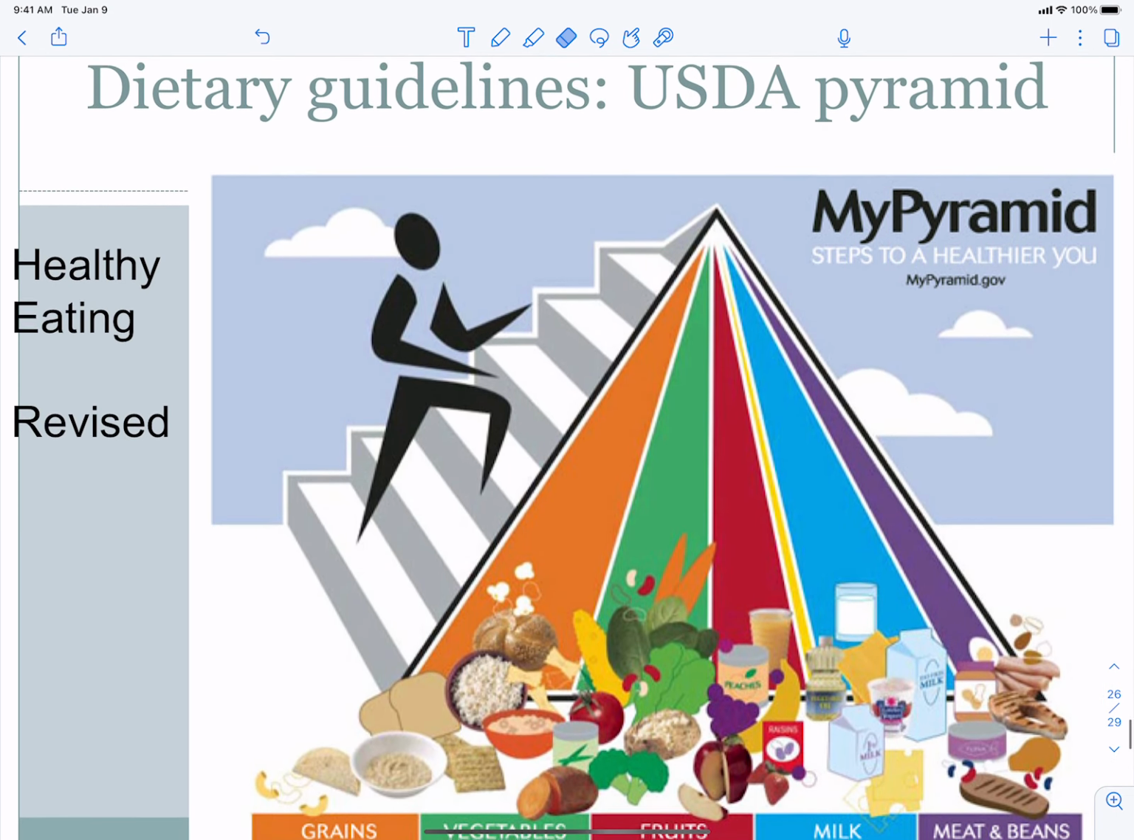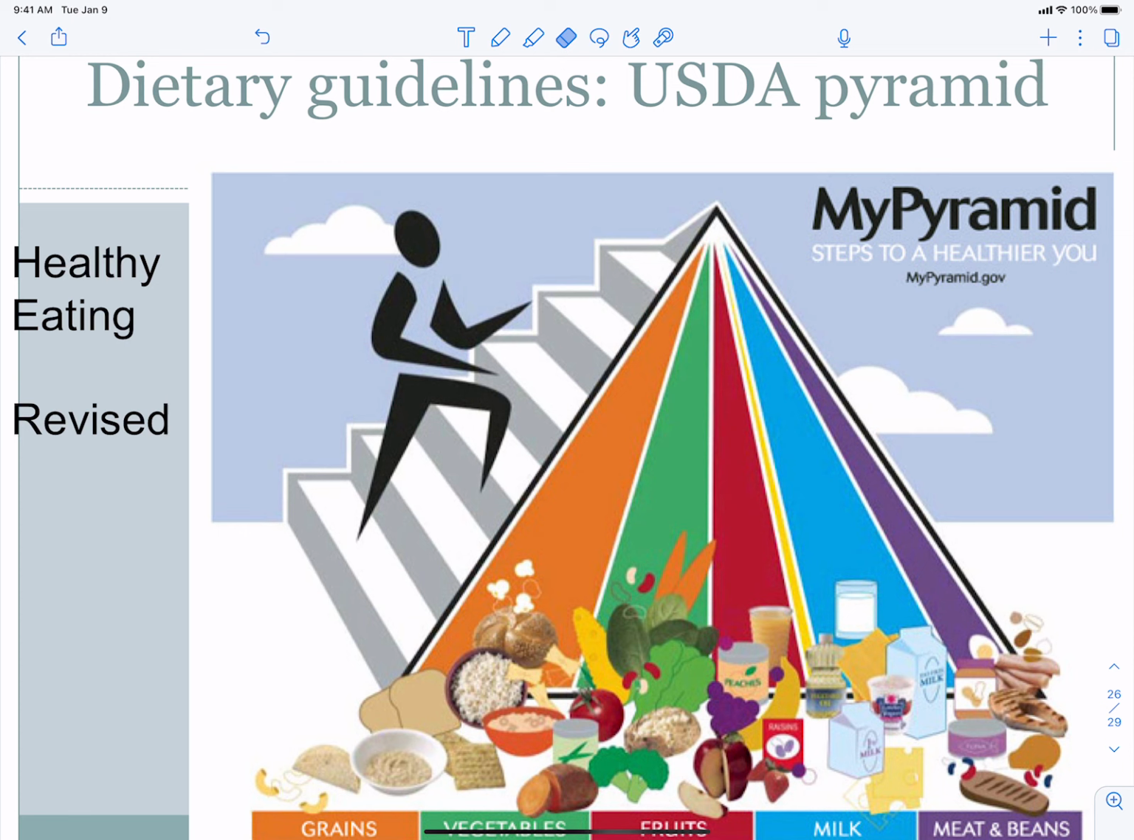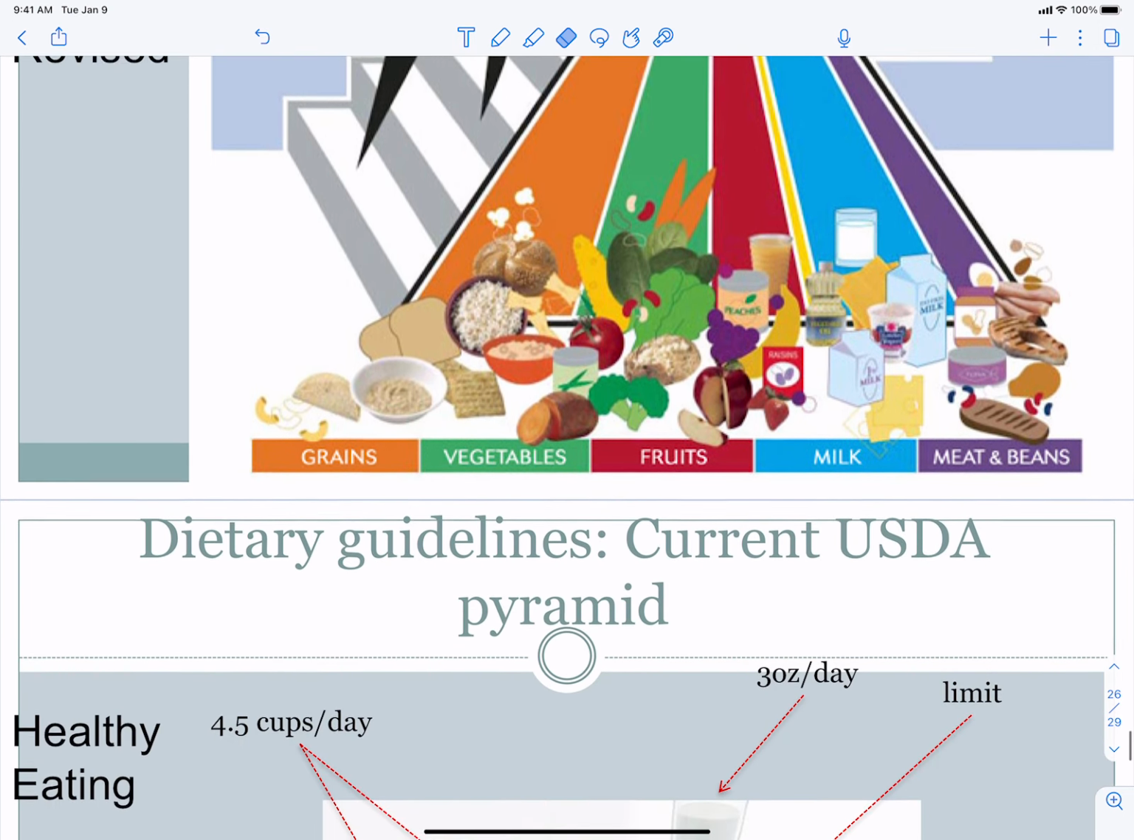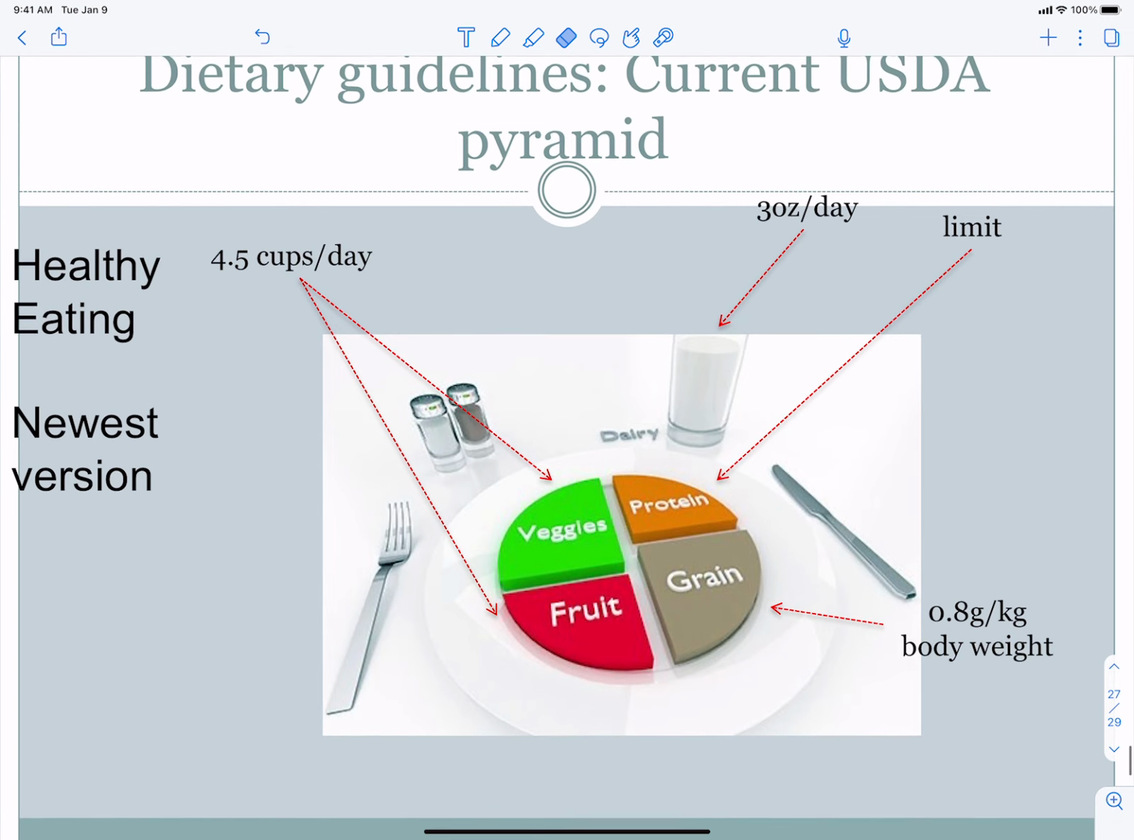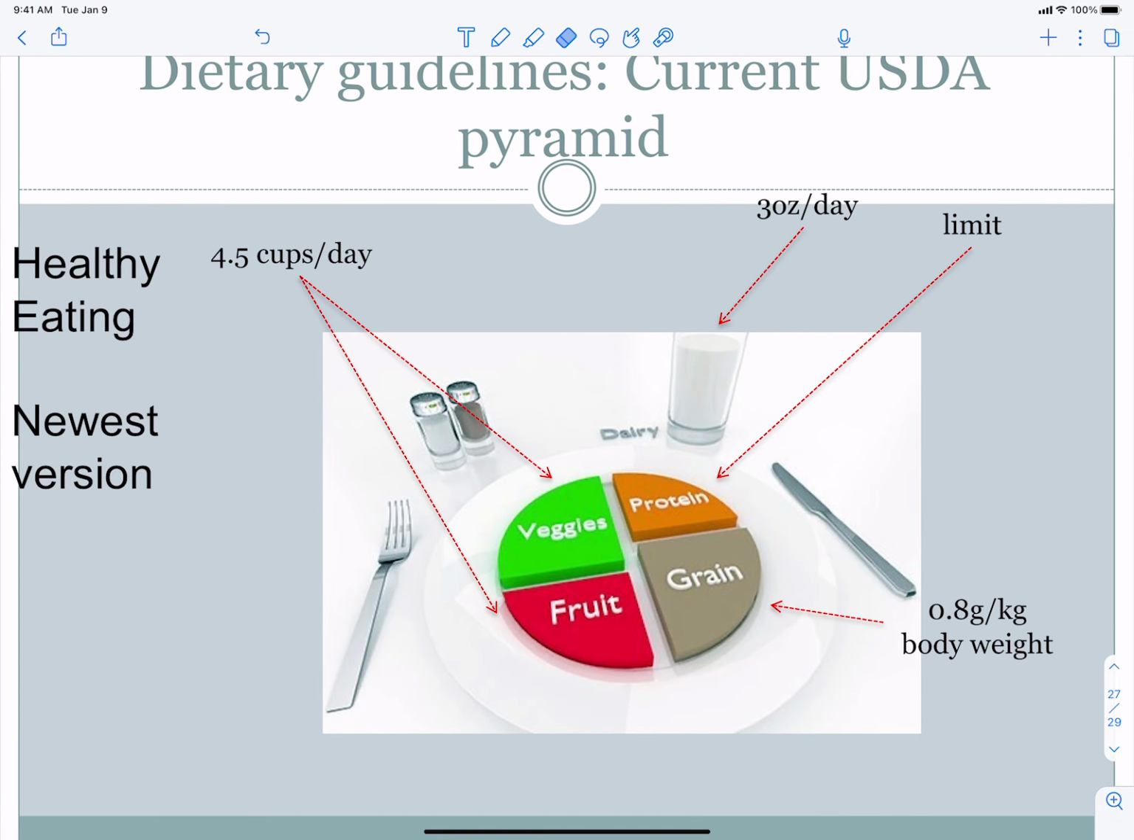We also had another pyramid that evolved, but I mean, look at this. How do you even make sense of it? It looks very confusing. It's very hard to read. So this one was replaced eventually by what is currently used, this lovely little plate. So the plate is here to show you that you're supposed to have half of your diet of fruits and vegetables. So that's pretty straightforward instead of all those little funny pictures. And then you're supposed to have more grain than protein. And then you're supposed to have some sort of calcium input, dairy products, etc. So this is the newest version.